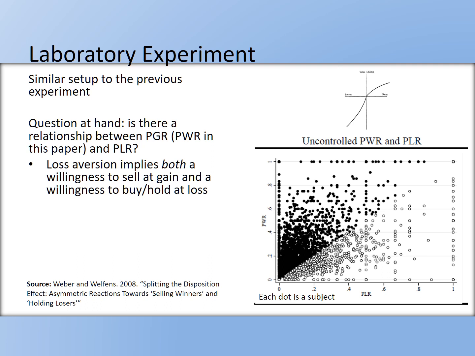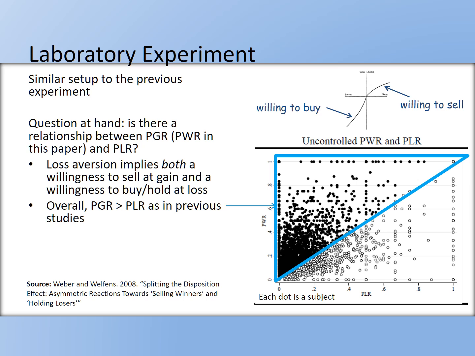And this particular study says that, actually, even though we observe percentage gain realized bigger than percentage loss realized, as in previous studies, so each dot is a subject, right? Each dot is a subject. And what you're seeing here is the percentage gain realized on the vertical axis and percentage loss realized on the horizontal axis. Now, on one hand, you could have people who never trade, so it would be 0, 0, right? Or you could have people that trade a lot, like 1, 1.